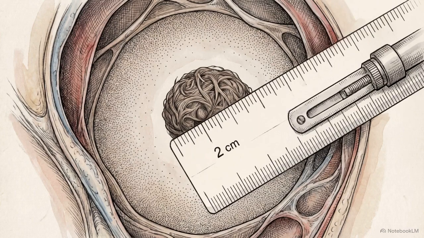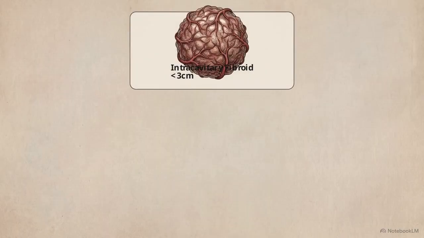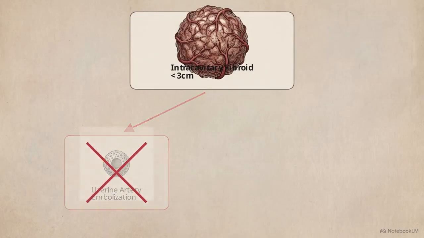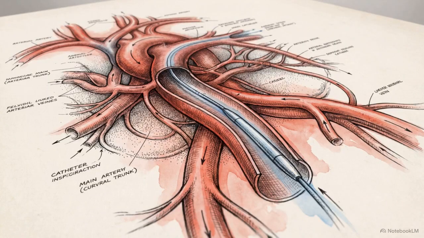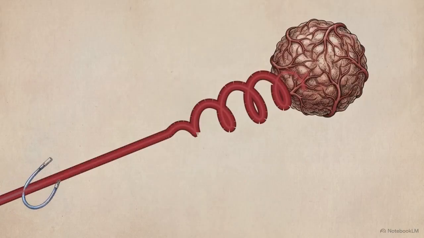There is a strict physical cutoff for endovascular treatment. Intracavitary fibroids smaller than 3 centimeters are routed away from embolization and sent to a gynecologist for direct hysteroscopic resection. For the remaining viable targets, an operator navigates a microscopic catheter deep into the uterine artery, advancing until they reach the highly tortuous, corkscrew-shaped helicine branches directly feeding the mass.